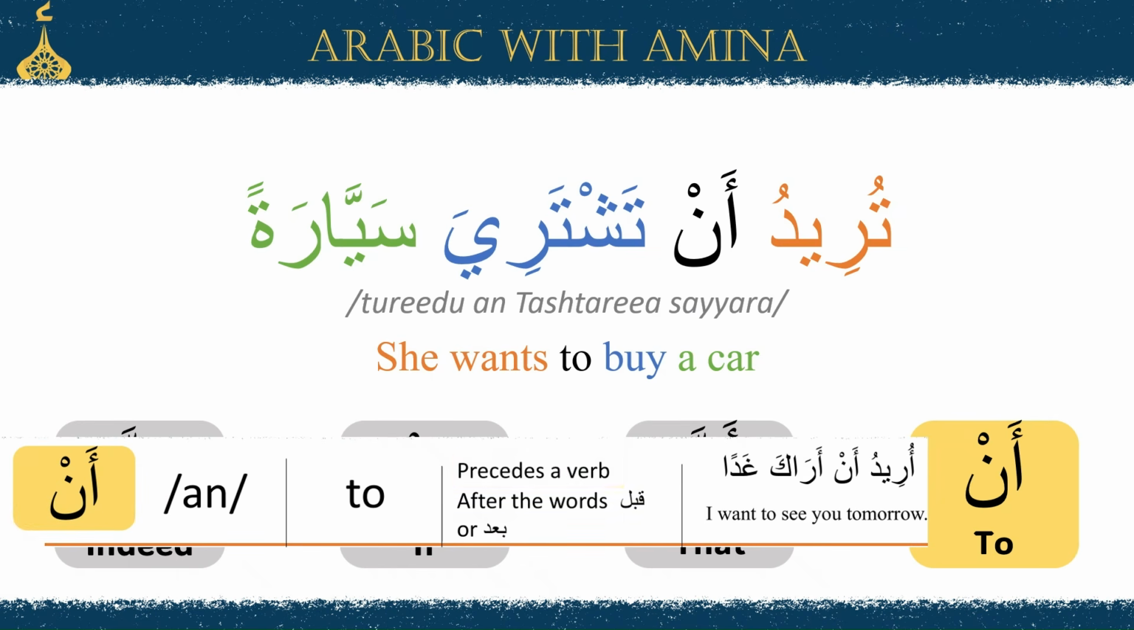Again, an precedes a verb. تشتري, to buy. And this time it's in the middle of a sentence. And if you look at the sentence, there are actually two verbs in it. To read, or wants, she wants, is also a verb. So why did we not choose in? Because in has two verbs after it. Here we have a verb before and a verb after. We don't have two after. So one before and one after, not two after.